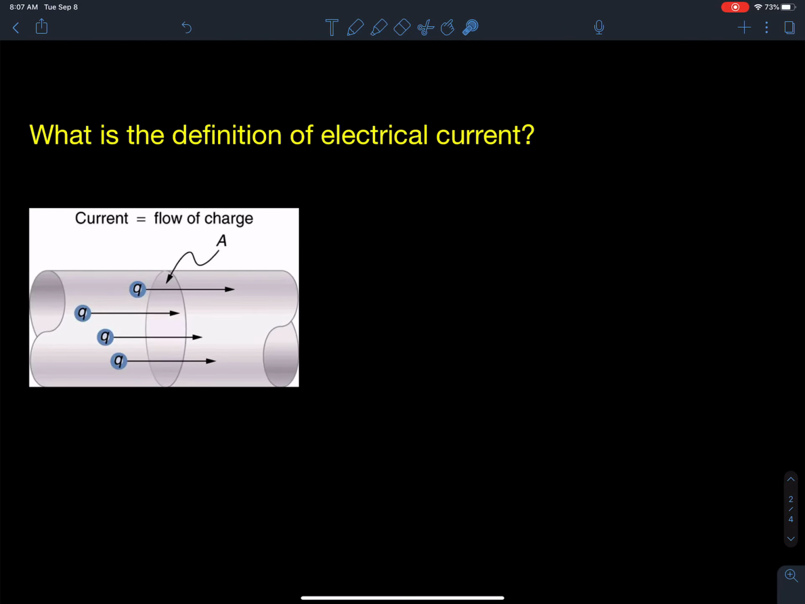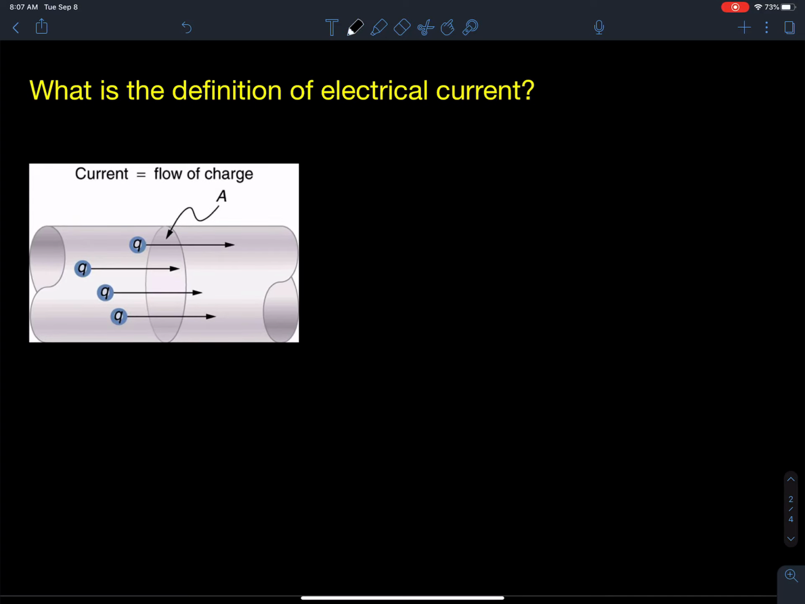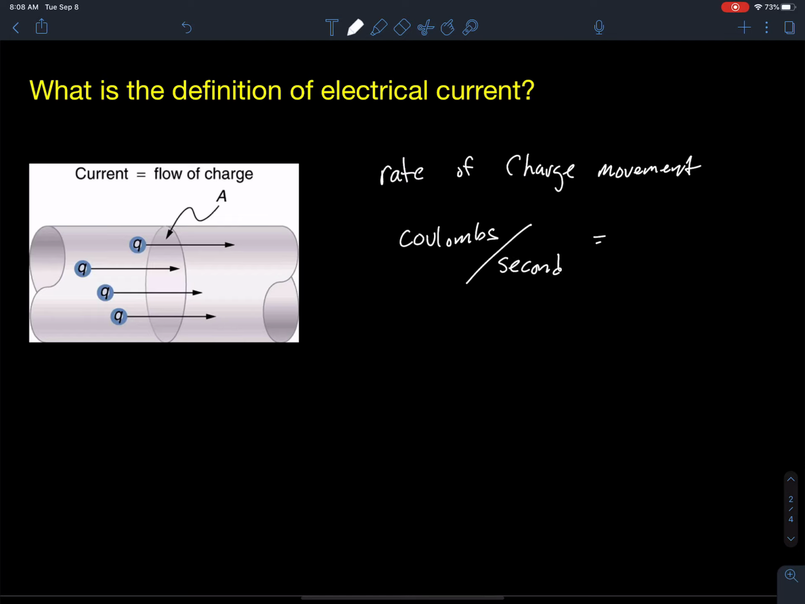What is the definition of electric current? Well, electric current is going to be the actual flow of charge. And flow is not a really good term. It's actually the rate of charge movement, which is measured in coulombs per second, which is equal to 1 ampere. The symbol for that is an A.